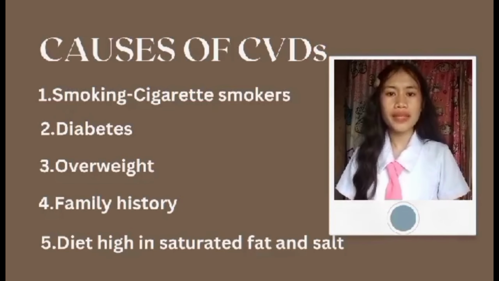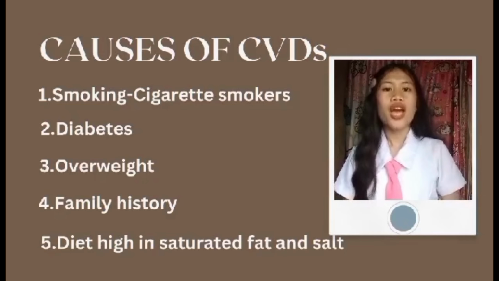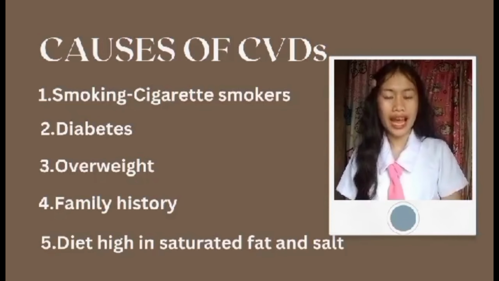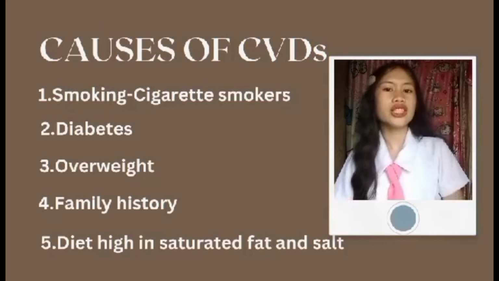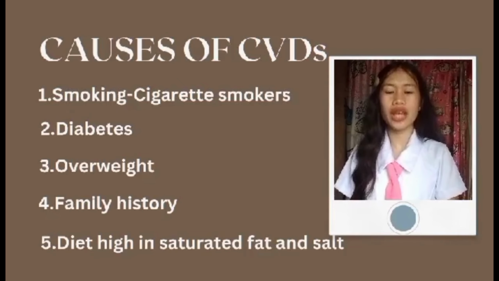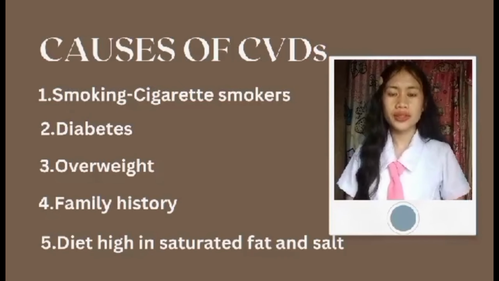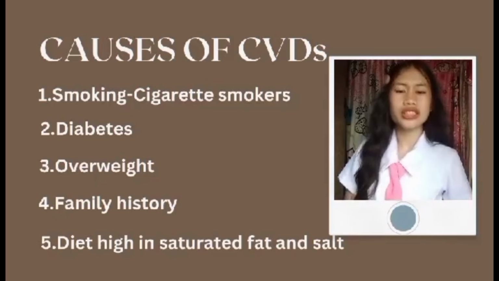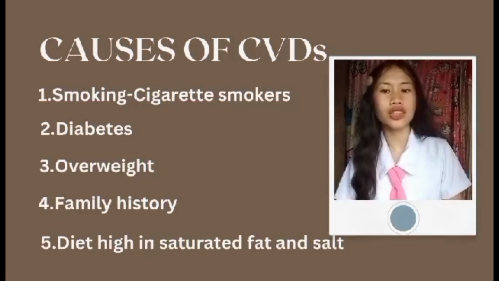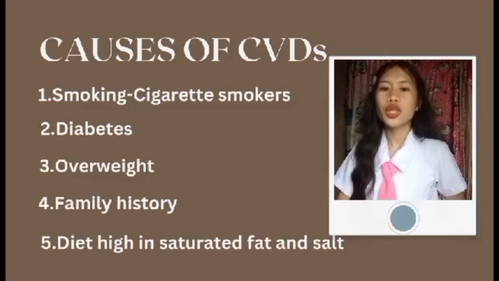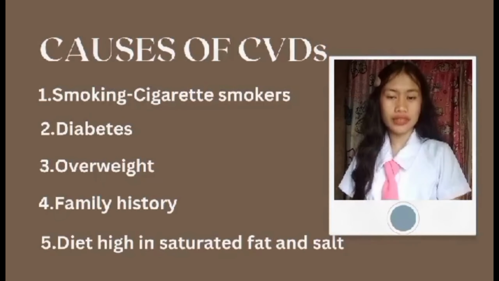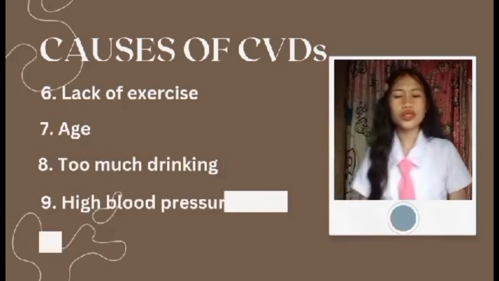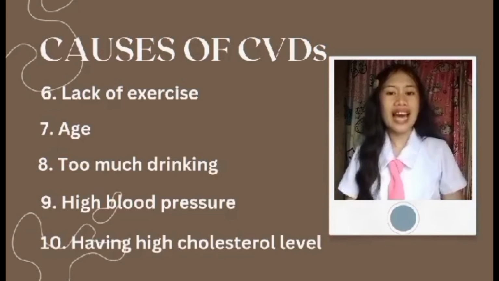If you have a family history of cardiovascular disease, your risk of developing it is higher. This is because certain genes and hereditary factors can make individuals more susceptible to heart problems. For example, if your parents or siblings have had heart attacks or other cardiovascular issues, you may be at an increased risk as well. So, number 6 is lack of exercise.